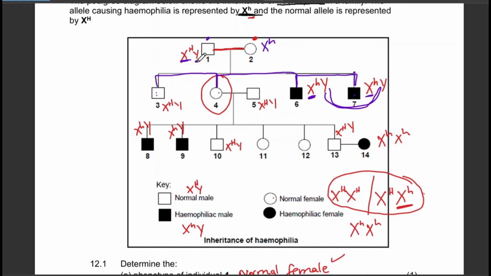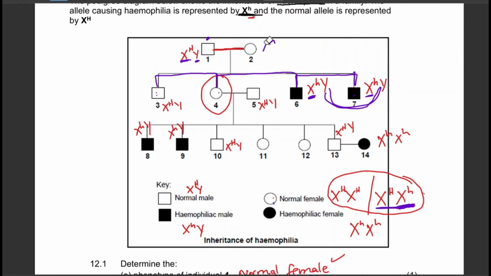The X you would have inherited from the mother. So that means both of them inherited the X small letter h chromosome from the mother. But what we already know about the mother is that she is a normal female, a normal female with a hemophilic allele. So that means they are heterozygous. Therefore, it will be X capital letter H, X small letter h.